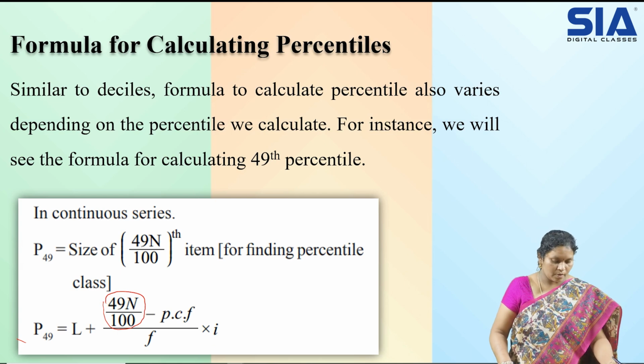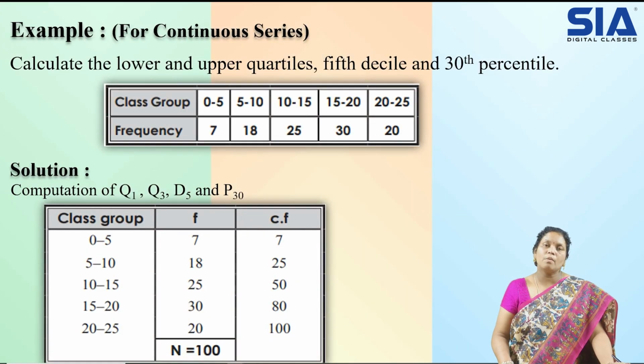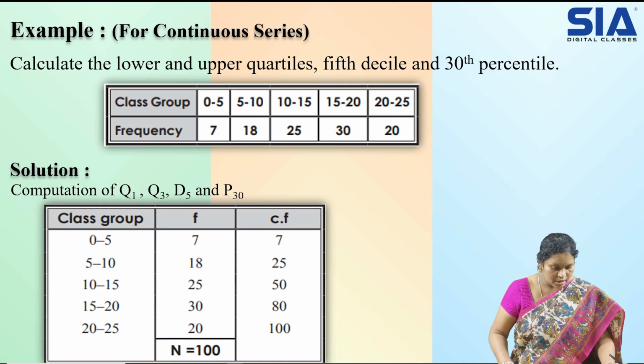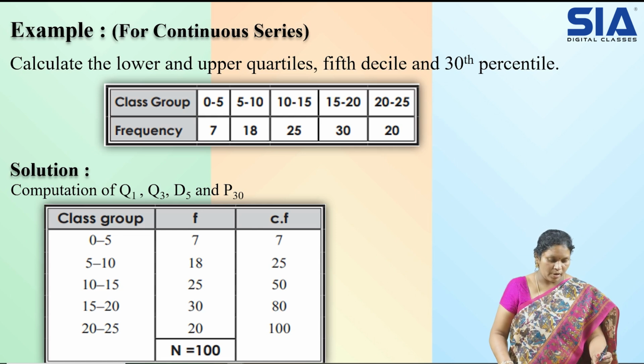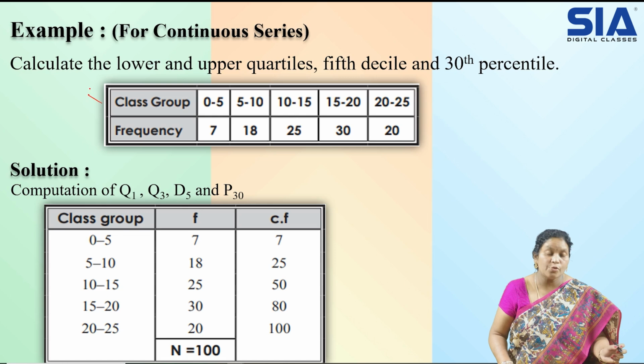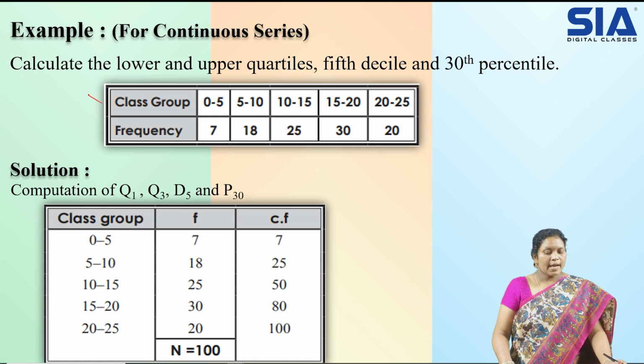Now for all these formulas, let us check how the problem goes on. Let us take an example for a continuous series. Calculate the lower and upper quartiles, the 5th decile and the 30th percentile for the data. Whenever class intervals are given, we need to understand that it is a continuous series.